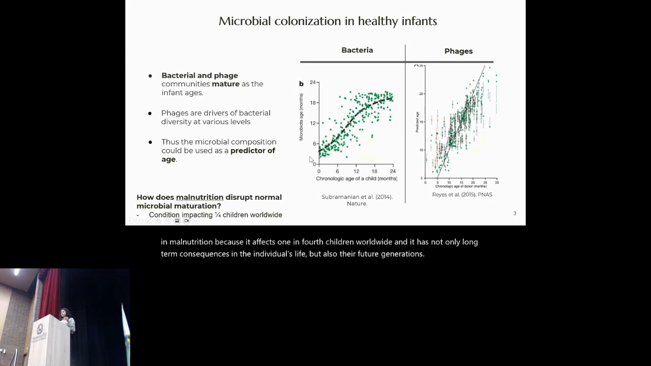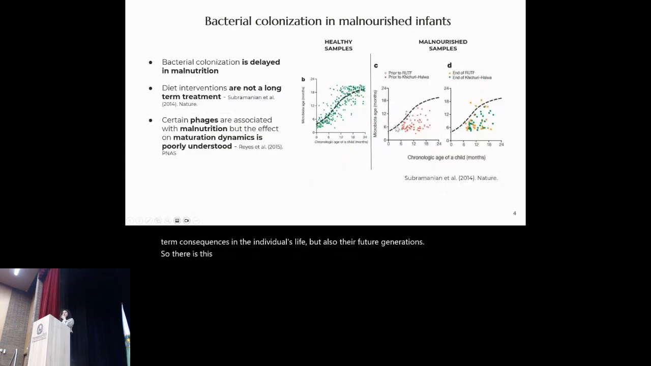So there is this paper, also the one with the bacterial composition maturation, in which they show that for children with severe acute malnutrition, when we predict their age with their microbiome, the age is less than their actual age. This suggests that the microbiome is immature in children with malnutrition. And it also stays like that even after dietary treatments.